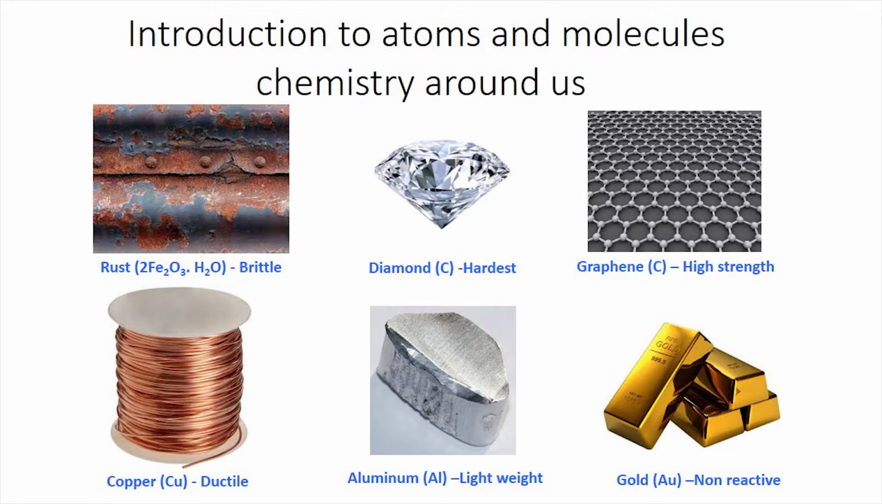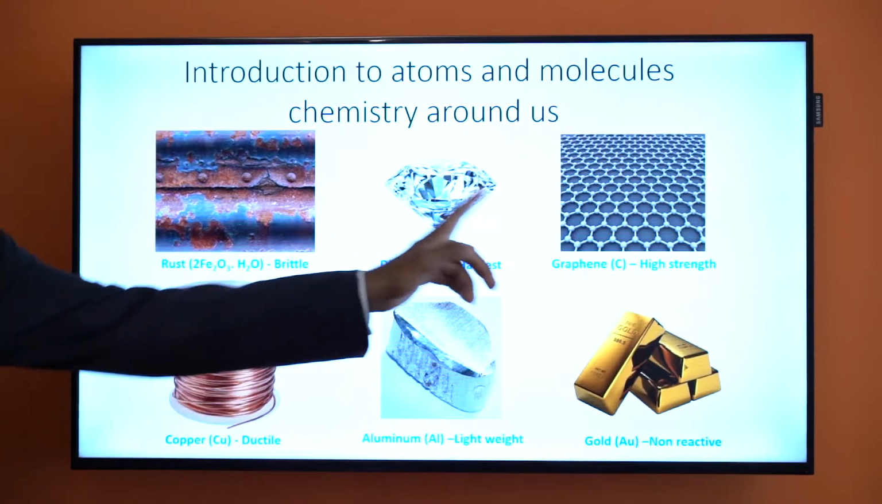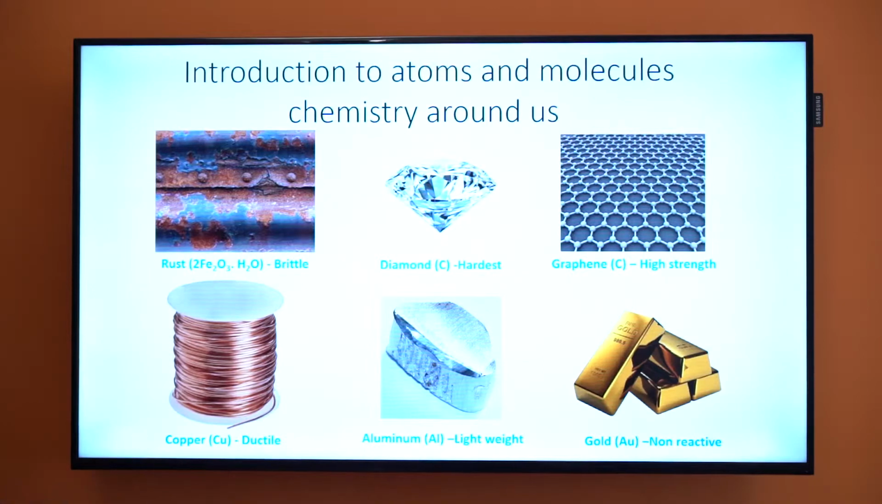Let's take gold, it has a particular property that is non-reactive. Then aluminum, lightweight. Copper conducts electricity, right? Also it is ductile. Now why these different properties for different materials? If we look at the microscopic level, then we will see in the next slide.